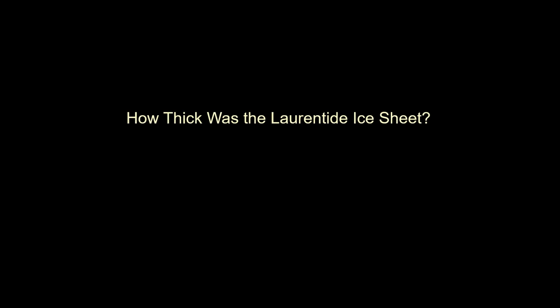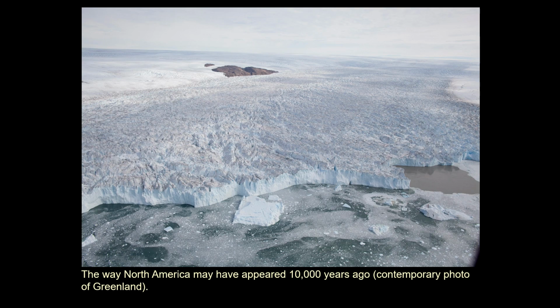One question you might have is, how thick was the Laurentide ice sheet? Well, pretty thick. I like this picture. It's a contemporary photo of Greenland, but it helps you visualize what the ice sheet covering most of North America may have appeared like 10,000 years ago, with little areas of land that stick up a little above the ice sheet.